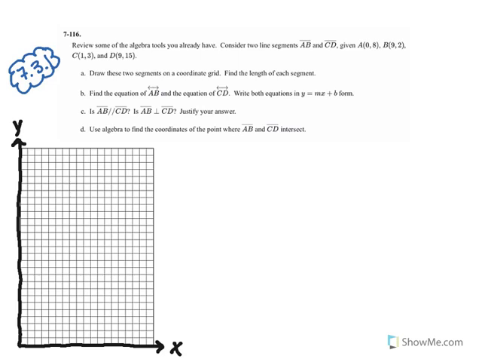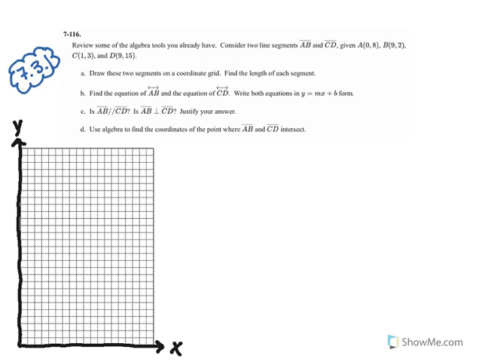So we're going to skip a couple questions on this section and go straight to question 116. And it says, review some of the algebra tools you already have. Consider two line segments, AB and CD, given that A is at (0, 8), B is at (9, 2), and C is at (1, 3), and D is at (9, 15). It says, draw the two segments on a coordinate graph. Find the length of each segment.